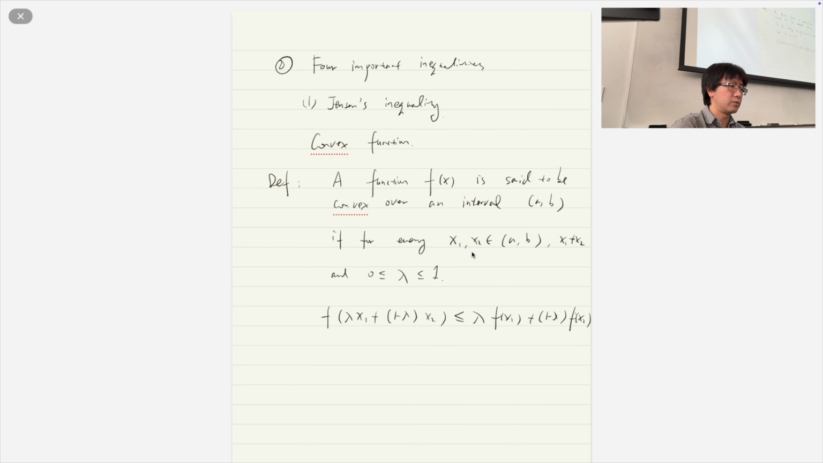In addition, we need to see a case where the equality holds. We say f is strictly convex if the equality only holds if and only if lambda equals 0 or lambda equals 1.